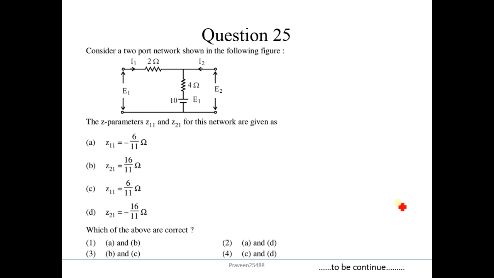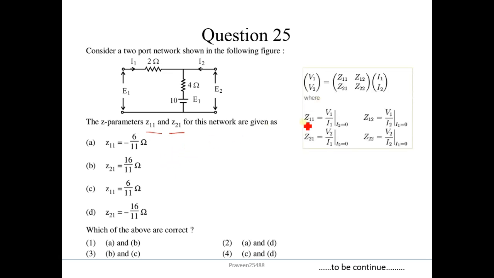Question number 25. Consider a two-port network shown in the following figure, and the Z parameters. We have to find the Z parameters, Z11 and Z21. So I would like to give the equations for how to find Z parameters. Z11 is equal to V1 upon I1 at I2 is equal to 0. I will write the first equation, with one change I will do to get the correct answer. I will change the polarity of this. This is minus and this is plus, and this voltage is 10 E1.